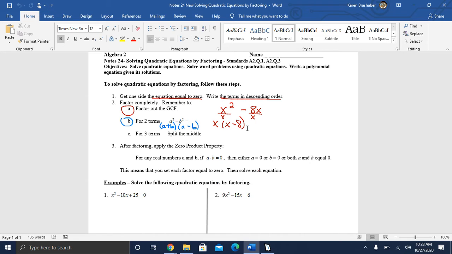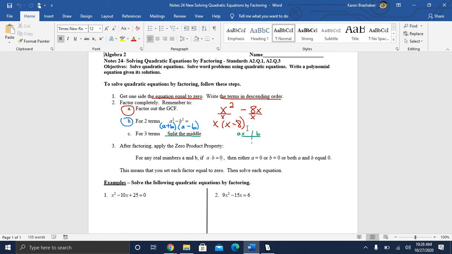And then for three terms, when we were working on factoring, we did the process of splitting the middle. And that was where we made a chart and we looked at what multiplied to give us a times c and what added to give us b. So hopefully that jogs your memory a little bit.